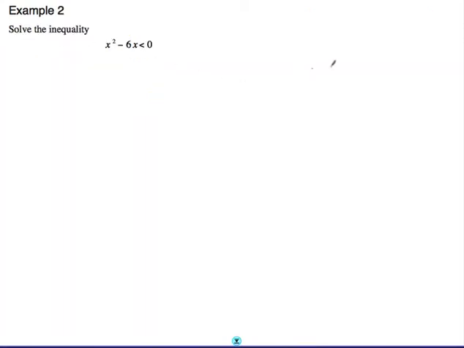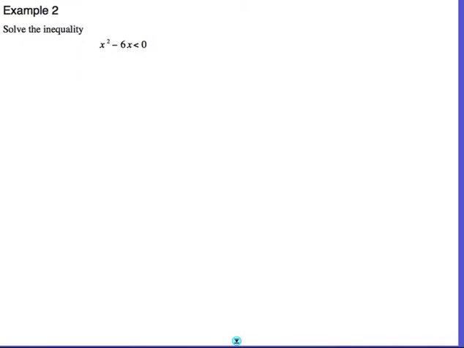Okay, let's move on to example 2. Now this example isn't telling us to sketch it, it just tells us to solve the inequality. Always do a sketch. Okay, so we're going to start off with our axes again. So let me see if I can make the line a little bit thicker. So here's our y-axis, and here is our x-axis.